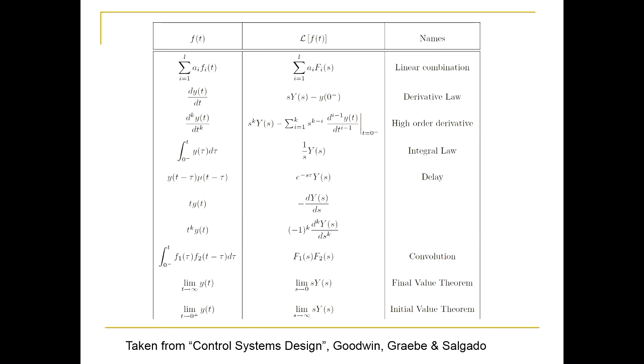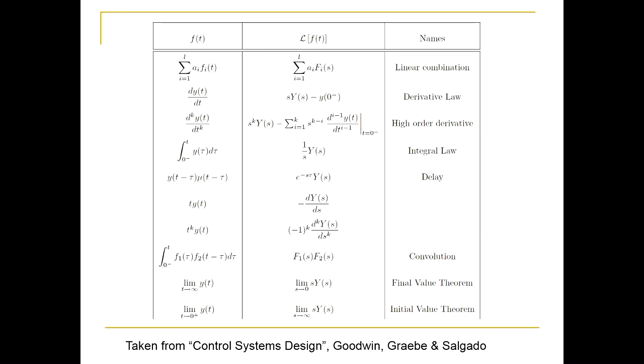And also the final value theorem. If you want to find the limit of this function y of t in the time domain as time goes to infinity, this is the same as finding the limit as s goes to 0 of s times y of s in the complex domain. But in order to apply the final value theorem, you have to have that this limit exists. And this limit would exist only if you have appropriate stability properties of y of s. So we will talk about that later.